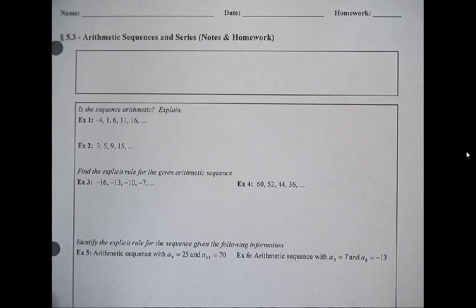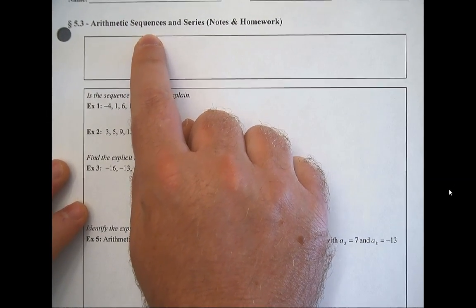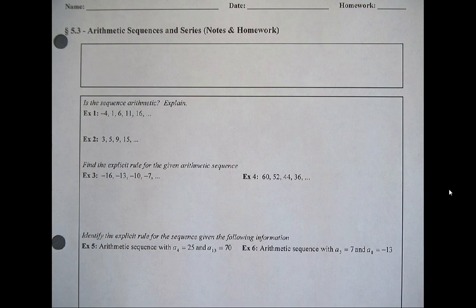Hey folks, today's topic is arithmetic sequences and series. So we've talked about a sequence. A sequence is a list of numbers. A series is that same list of numbers, but instead of commas in between, there are adds in between. So there's two different kinds of sequences and series that we're going to focus on.